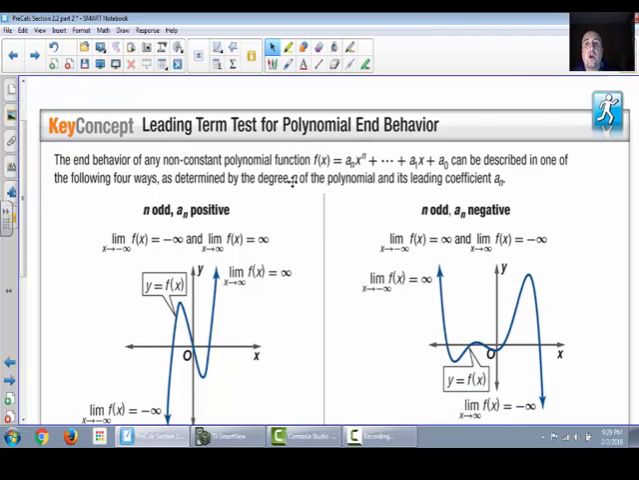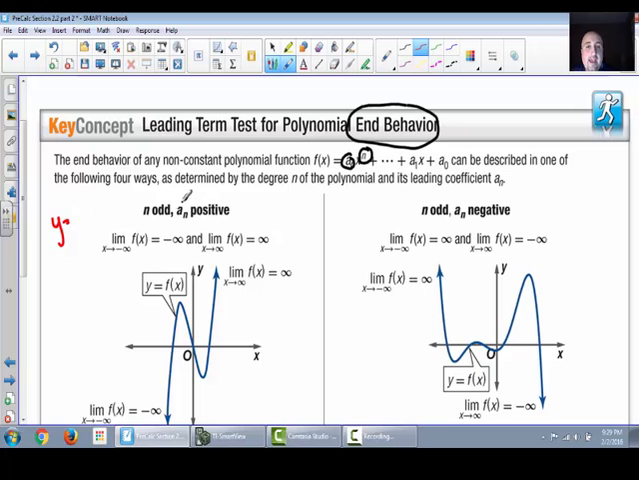This basically tells us what our end behavior does depending on the leading term. Remember, n is your exponent, a_n is your coefficient. If your a_n is positive, so just anything positive, and your n is odd, your exponent's odd, then the right is going to go up, left is going to go down. If your leading term is negative and your exponent is still odd, then the left is going to go up and the right is going to go down.